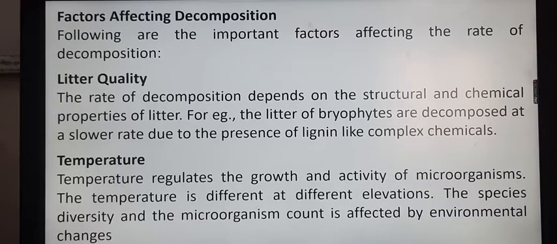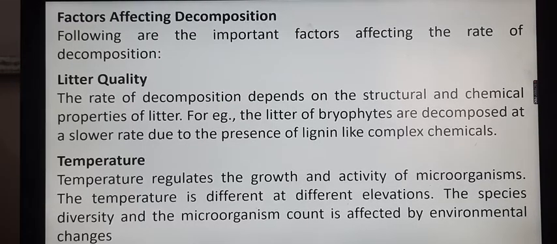Then temperature. Temperature also regulates the growth and activity of microorganisms. So the temperature is different at different elevations. The species diversity and the microorganism count is affected by environmental changes. So the place where the temperature is optimum, there will be faster decomposition. The place where the temperature is very low, the decomposition will be very slow, because at low temperature, microorganisms are not very active.